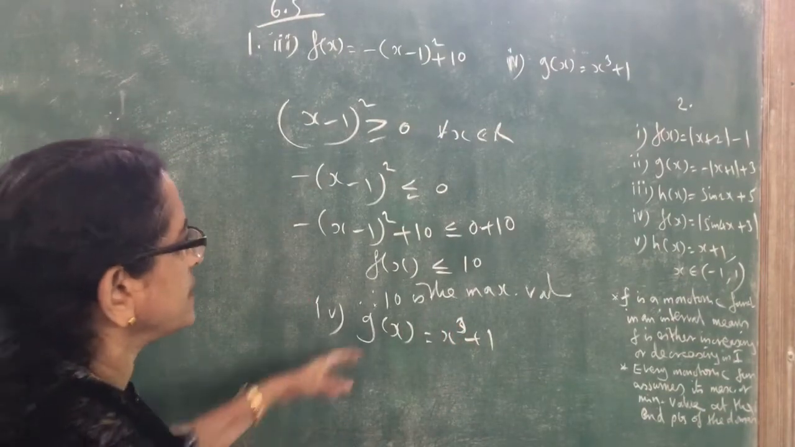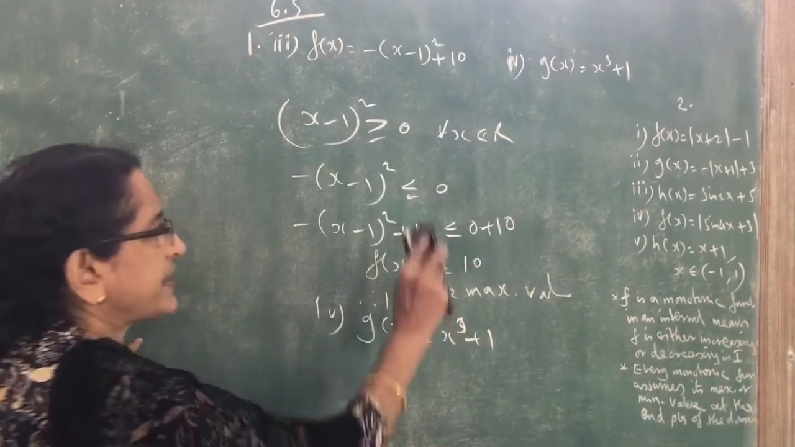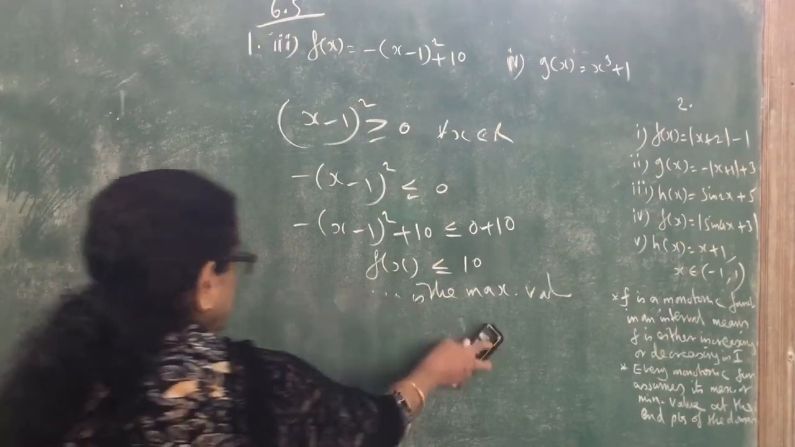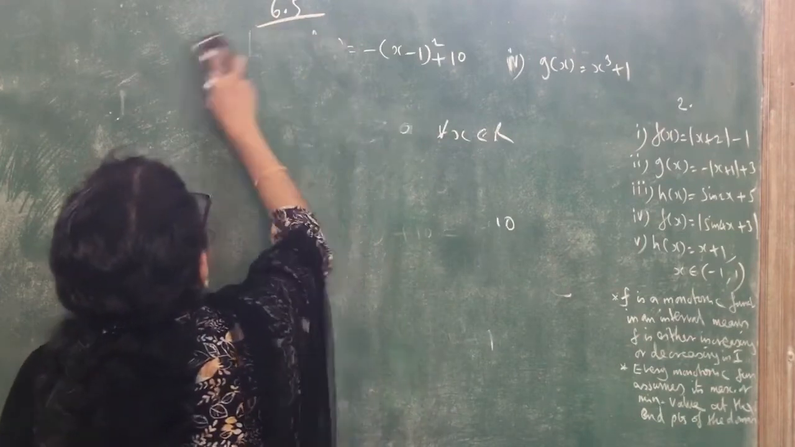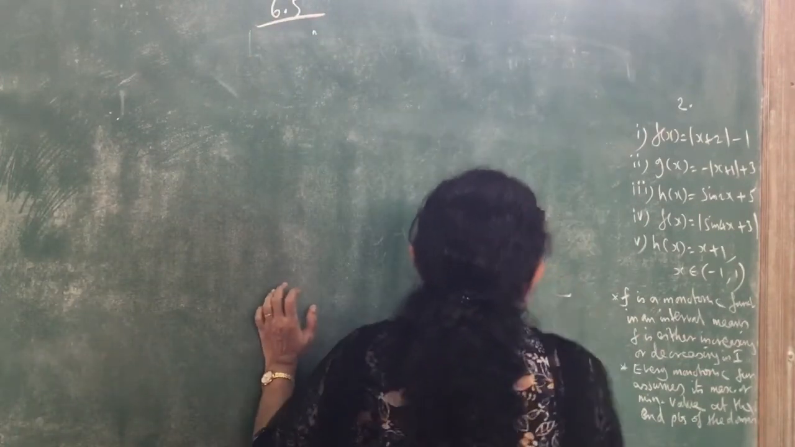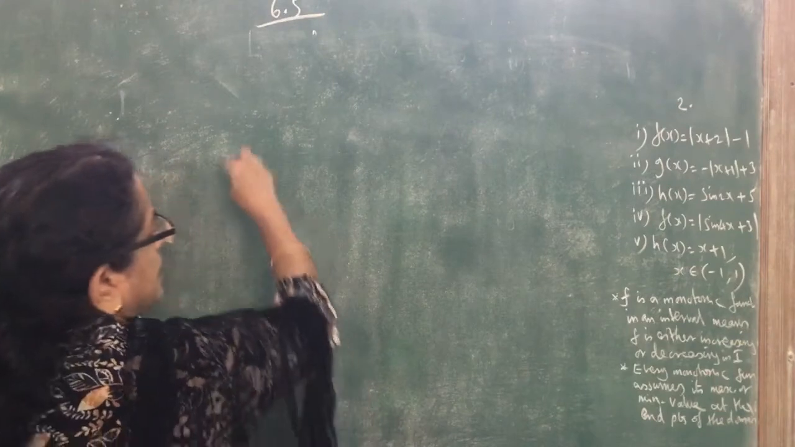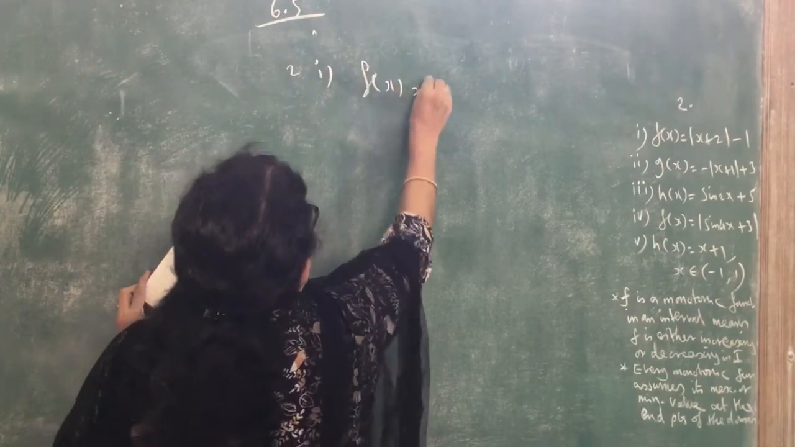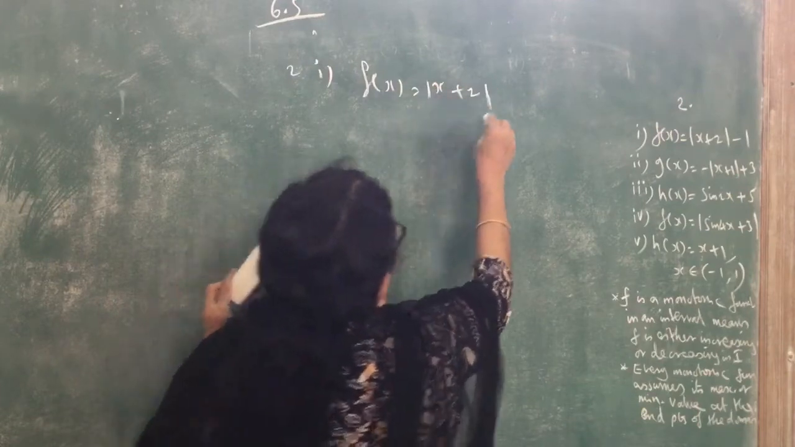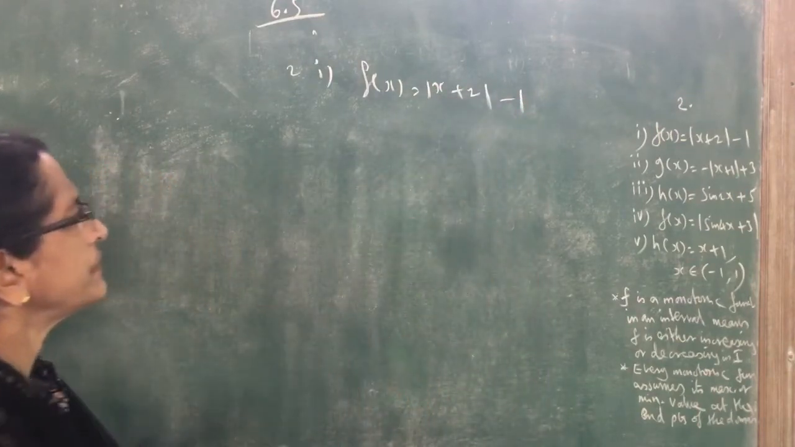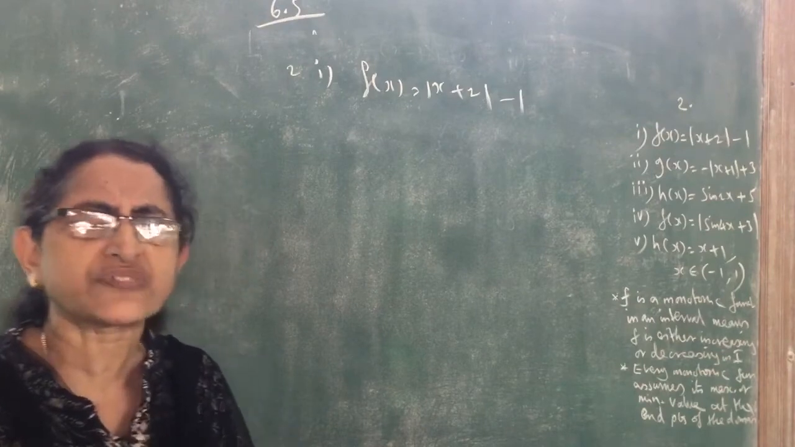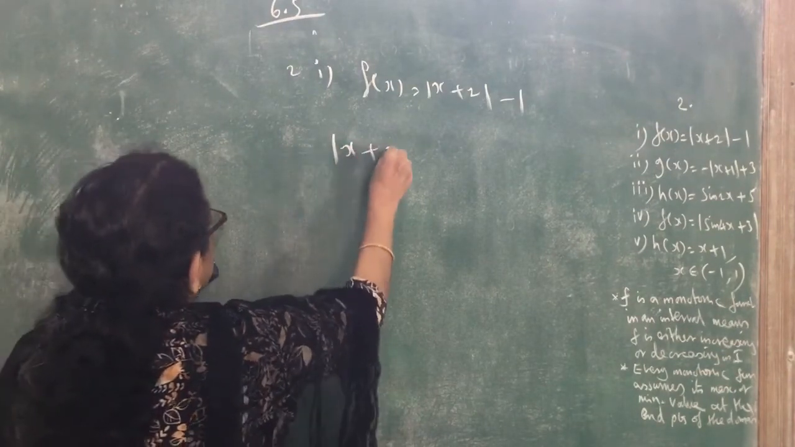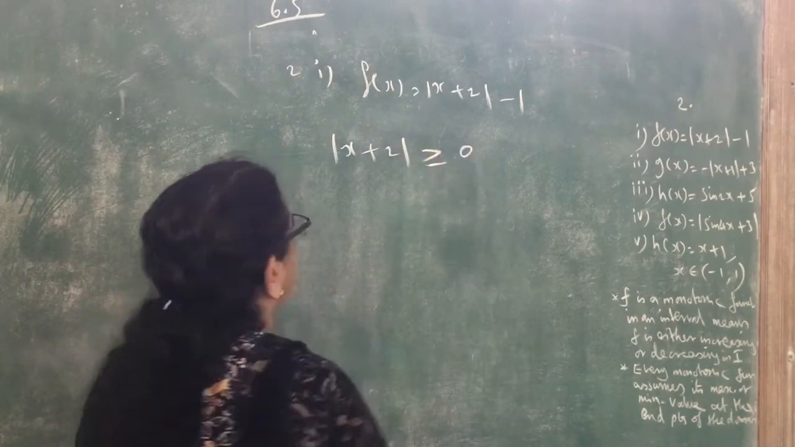Now, second question, first one, same. In the second question also we have to find the maximum value or minimum value of the function. f of x equals modulus of (x plus 2) minus 1. First, here is the modulus function. We know the modulus function is always greater than or equal to 0. Modulus of (x plus 2) is always greater than or equal to 0.